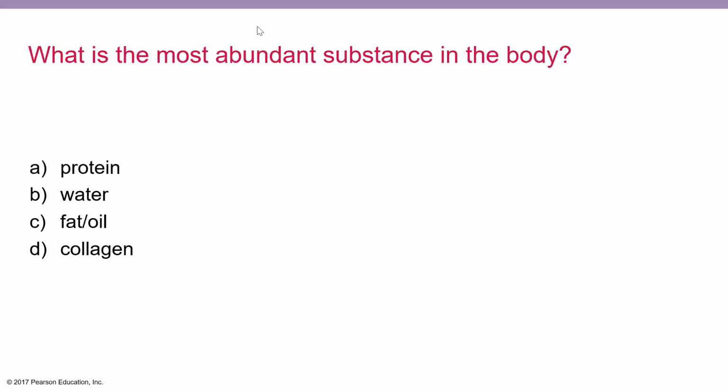Poll. Let's go ahead and share the results. So the question: what is the most abundant substance in the body? And everyone selected B, which is water. So excellent, excellent. The most abundant substance in our body is water.